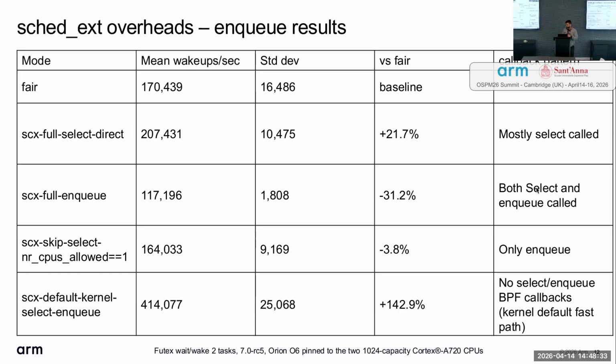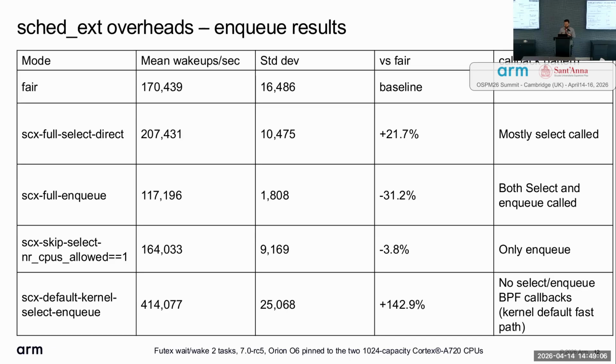If I do both, so select CPU, it doesn't actually directly NQ. That is like a 30% hit compared to fair. If I only do NQ, that's about the same, I want to say. And if I don't implement anything, that is actually much better than what fair does. Again, fair is just a generic baseline, because really there is no good CPU to find.